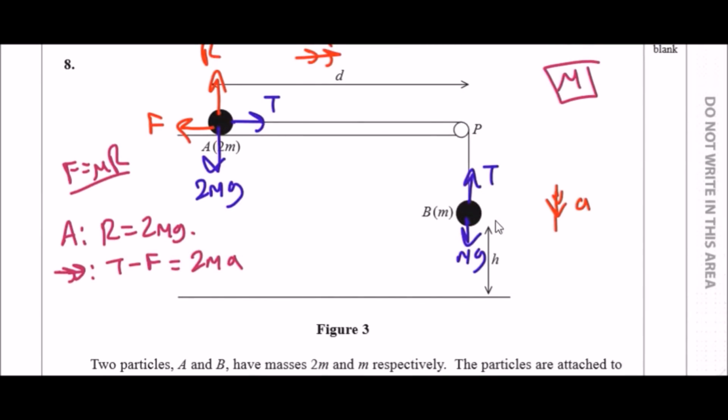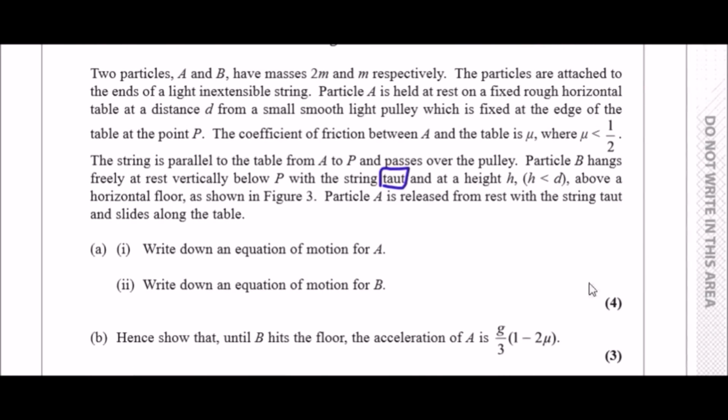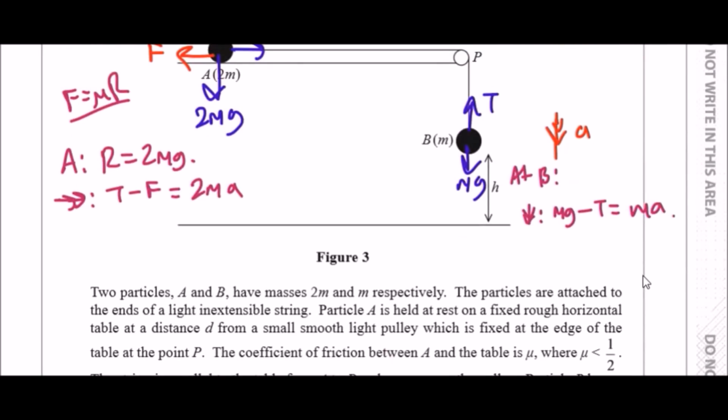Now let's look at the second equation for B. So at B, what do we have? If we follow the direction of motion of A, which is going downwards, we have mg minus the tension, and this should equal mass times acceleration. Perfect, now that's done. That's the easy 4 marks. The main bulk comes from finding an expression for a, which is that. So let's do that.